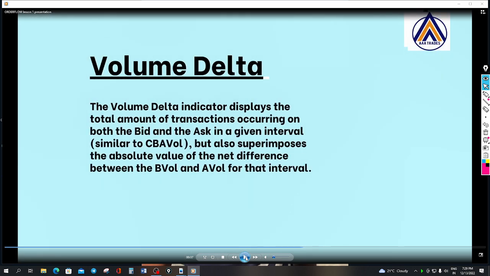This is volume delta. The volume delta indicator displays the total volume of transactions occurring on both bid and ask in a given interval. It is the addition of both bid volume and ask volume.